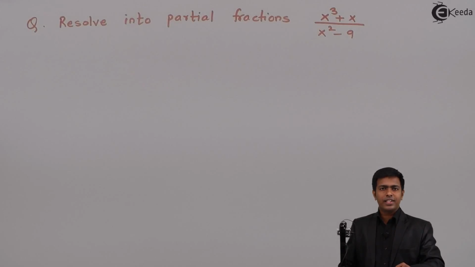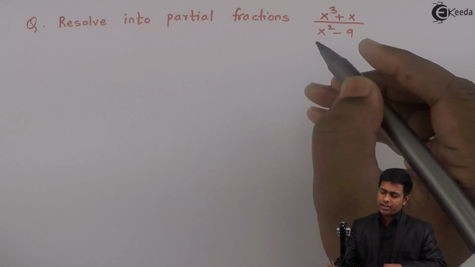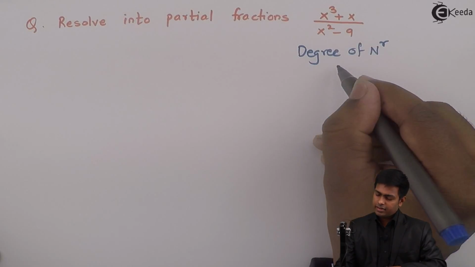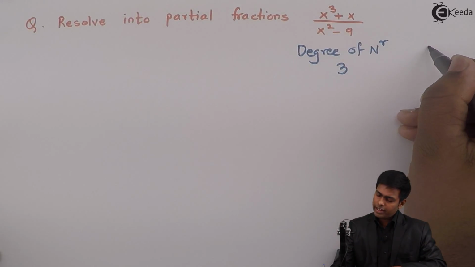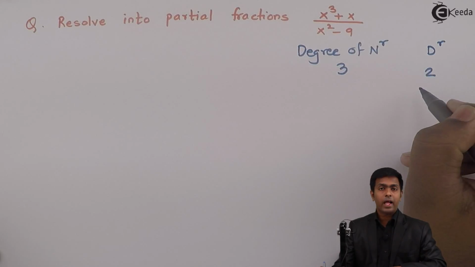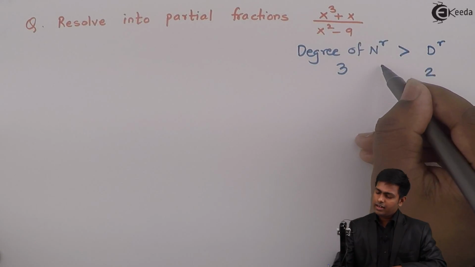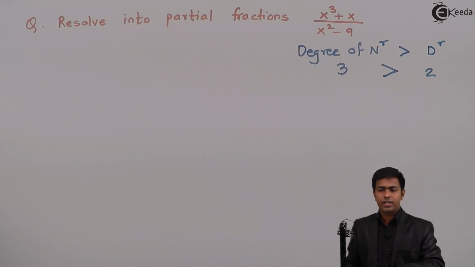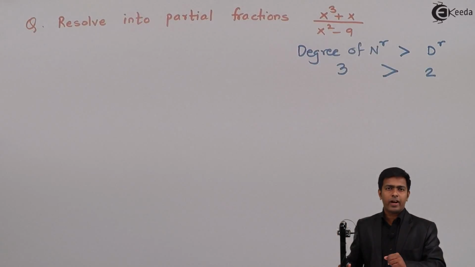Now before starting with the solution, if we observe the given fraction, the degree of numerator is 3 and the degree of denominator is 2. So I can say that the degree of numerator is greater than the degree of denominator, and whenever we have this, we call it an improper fraction, and for an improper fraction we cannot find the partial fraction directly. So first of all we have to convert this improper fraction into a proper fraction.